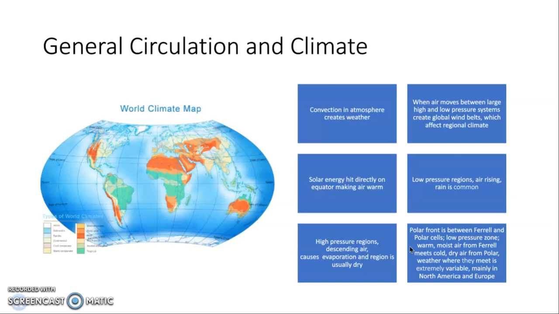I wanted to add this fact about the polar front between the Ferrel and polar cells. This low pressure zone is where the warm, moist air from the Ferrel cell meets cold, dry air from the polar cell. And the weather is extremely variable where they meet, and this is mainly in North America and Europe.